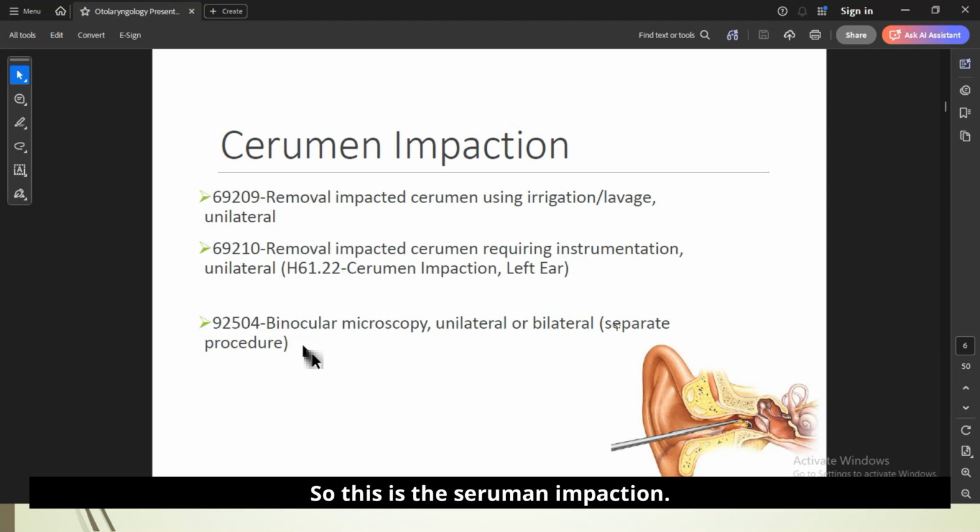So this is cerumen impaction. Mostly in ambulatory surgery coding you will not code this, but you need to know it. Mostly you will code it within the ED or E&M.